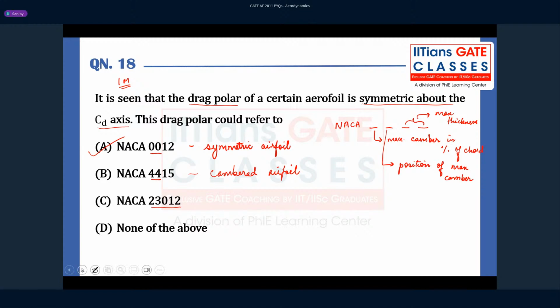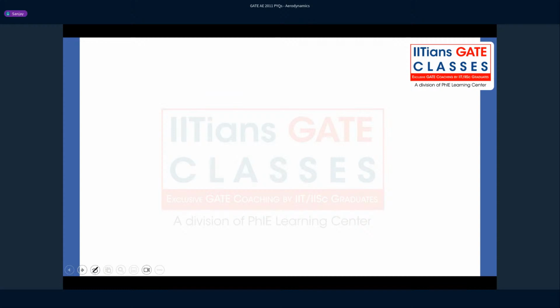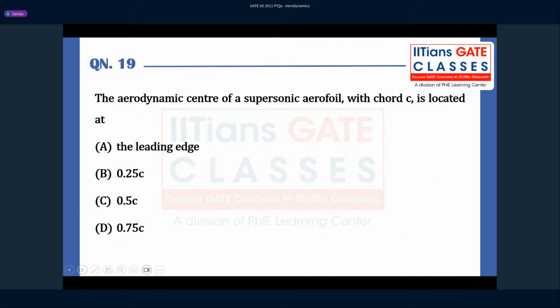So now let's move on to the next question. This is again a one marker question. It's a very simple question, right? You would have read this statement multiple times in John D. Anderson. It says that the aerodynamic center of a supersonic aerofoil with chord C is located at which location?